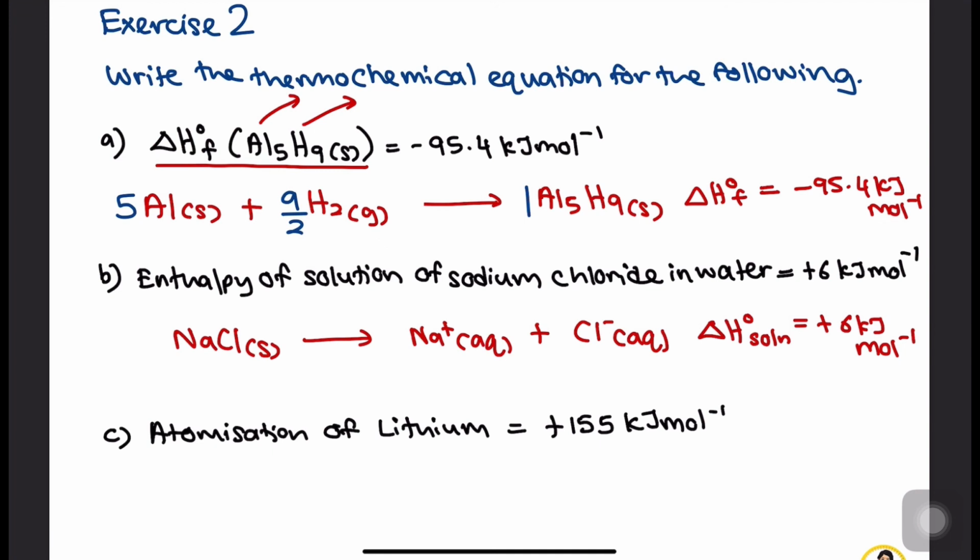And finally, for the atomization of lithium, it would be Li solid to produce Li gas. And this has an enthalpy value of positive 155 kilojoule per mole. And that's it, the 6 different types of enthalpy that is listed in your syllabus. Thank you.